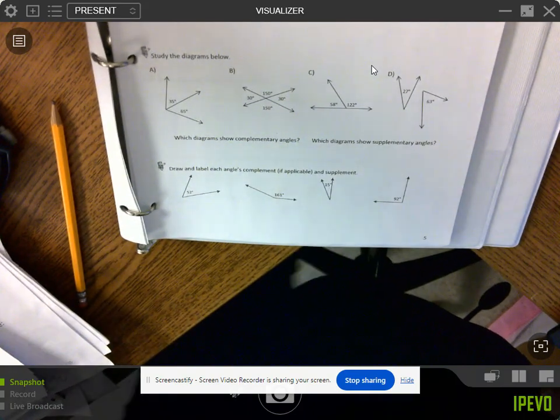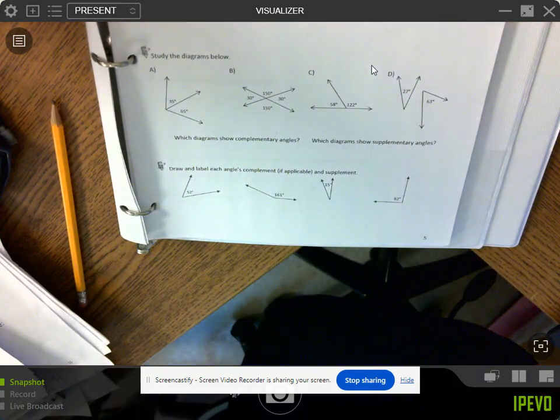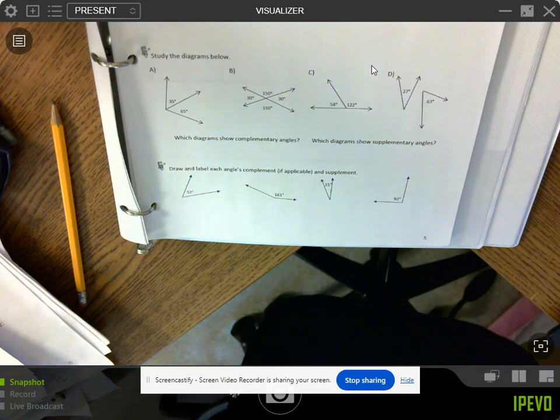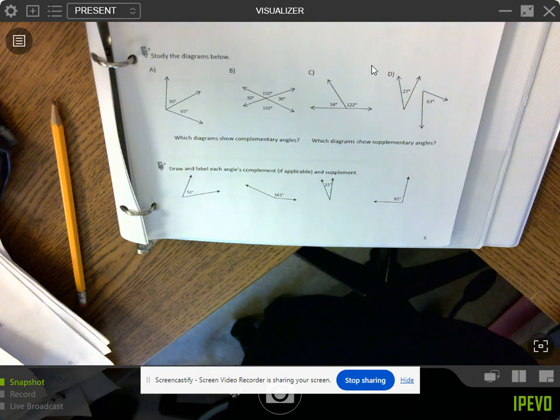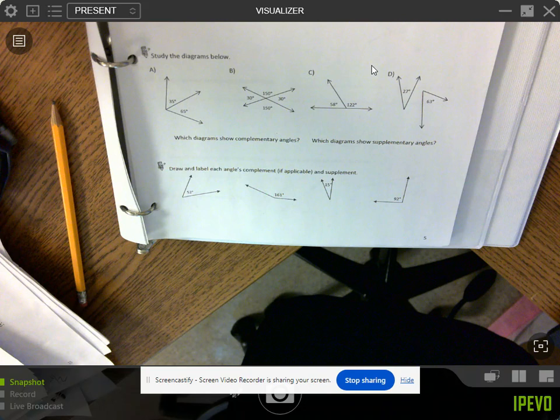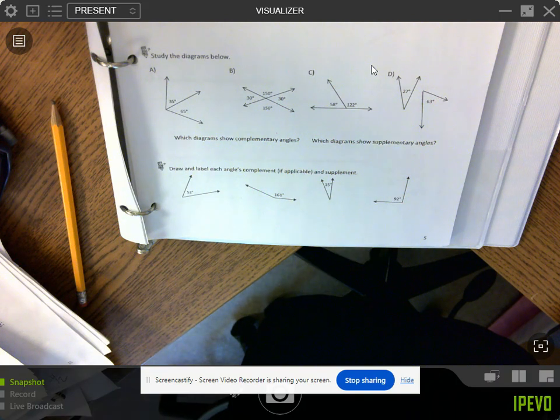So it says, study the diagrams below. Which diagrams show complementary angles and which diagrams show supplementary angles? You could have multiple diagrams that fit one question. So let's try to rule these out. If we look at A, I have 35 degrees and 65 degrees. What do I have to do to answer the question, Melanie? Yeah, I have to add them together.